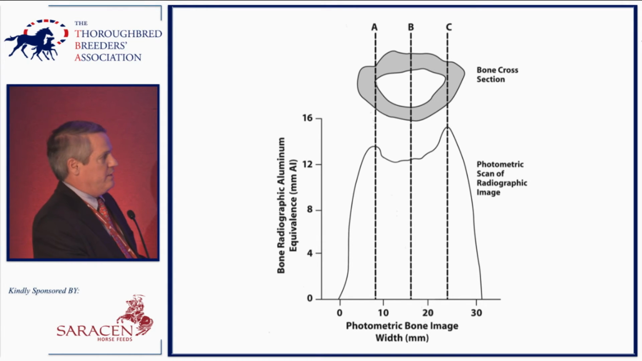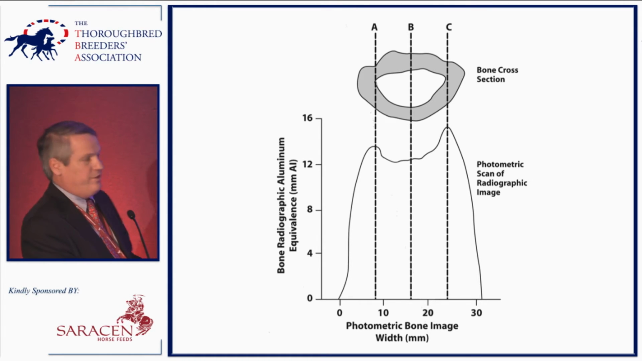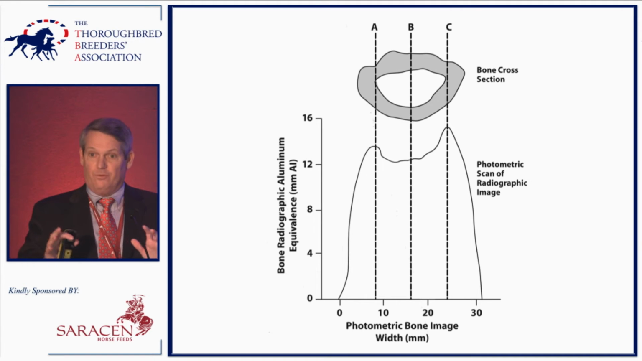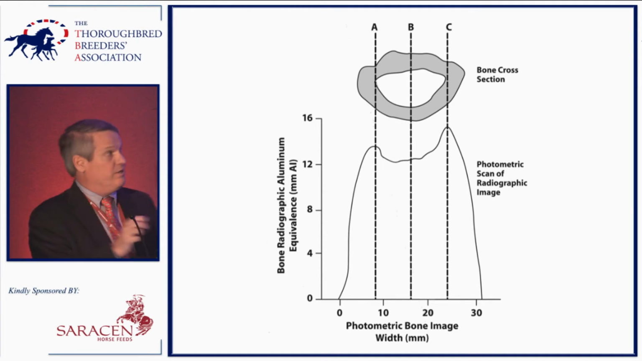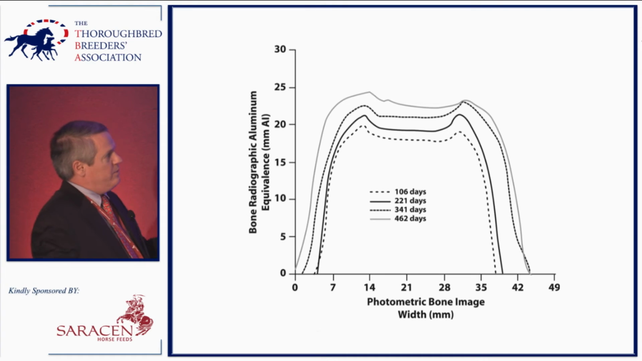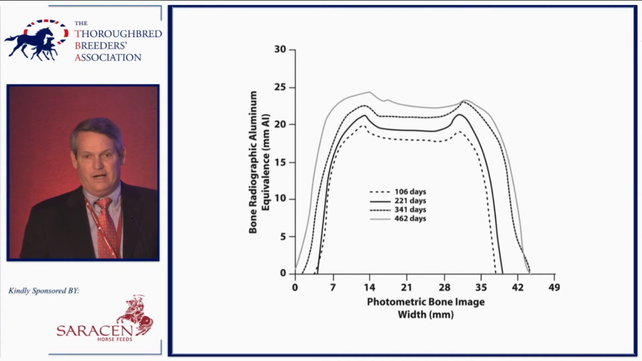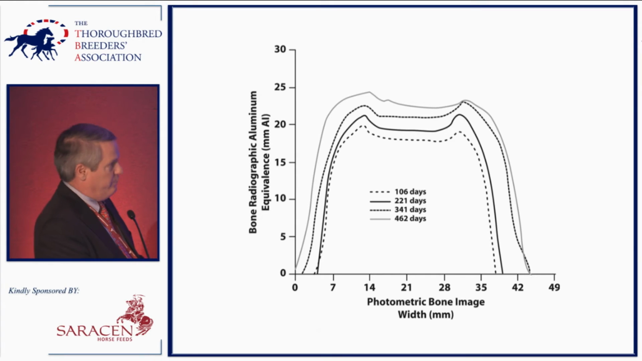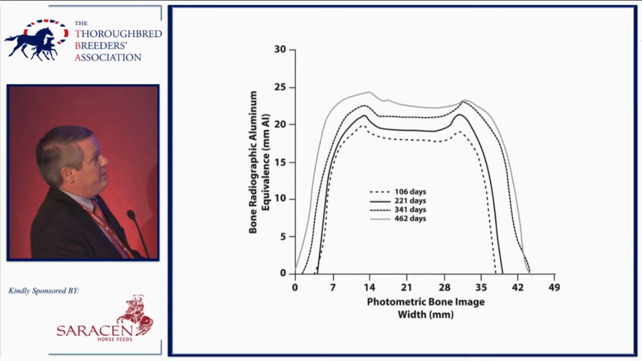This also allows us to measure the width of the bone. So there's software where you take these x-rays, you can measure the density in these different areas, and you can also measure how wide these different parts of the bone are. So this would be an indication of a bone growing over time. This is what we would see if we took these x-rays repeatedly, that first we've got at 106 days, as the foal grows, the bone gets wider and denser also.